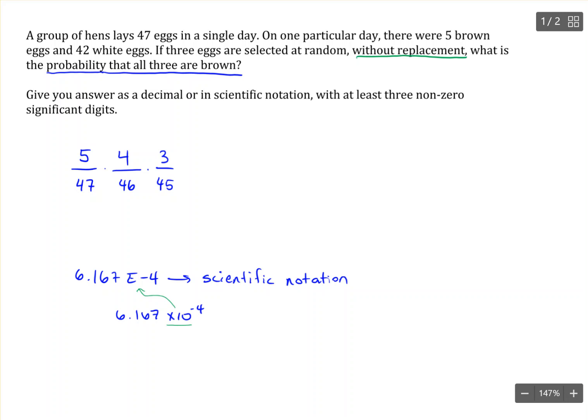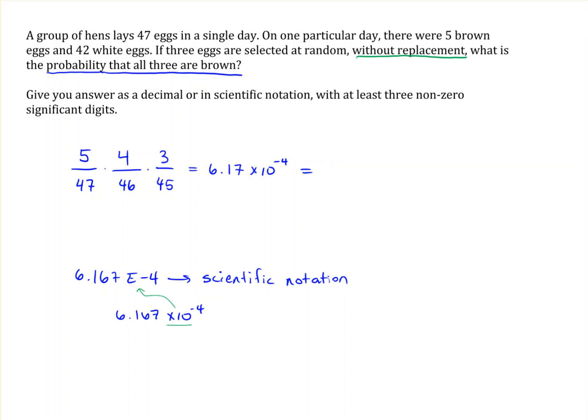Now, the final answer here could be provided in scientific notation or as a decimal. So we can give our answer as 6.17, because it said 3 non-zero significant digits, times 10 to the negative 4th power. That's fine. Or if you want to transfer that into a decimal, that's fine as well.